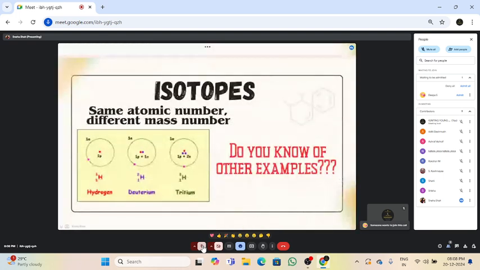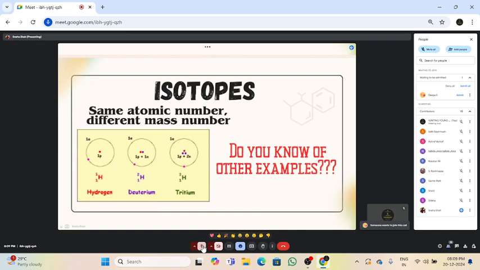Alright, so isotopes are what? Isotopes are elements with the same atomic number. That means the element is the same. It is not a different element. But the mass number is different. So what will differ here? It is the number of neutrons that will differ, right? Because atomic number is the number of protons, and mass number is the number of protons plus neutrons. So the atomic number is the same, that is, the number of protons is the same in both the isotopes. But the different mass number results from having a different number of neutrons.